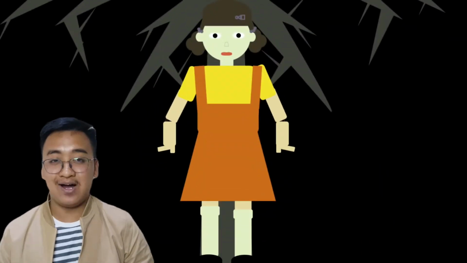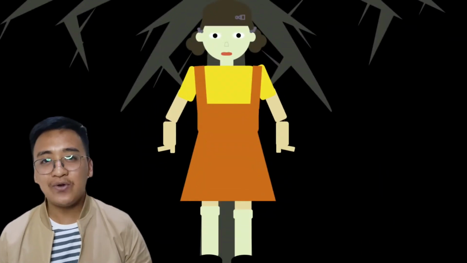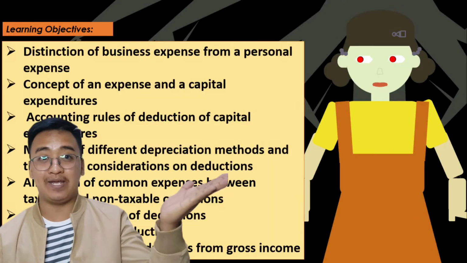And now let's start our discussion. After this session, we are expected to know the detailed concept of business expense and the different accounting procedures used to account for expenses. And also, we are able to distinguish the general principles of deductions from gross income. Once again, these are our learning objectives for the topic.